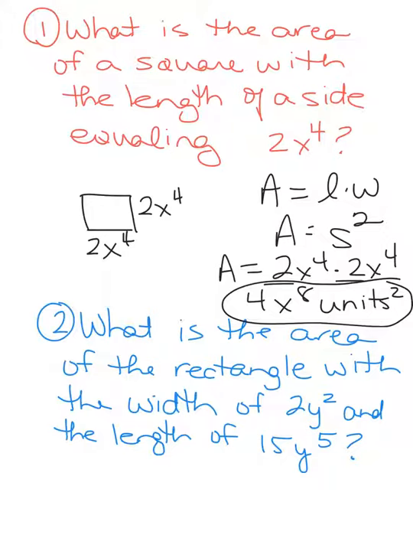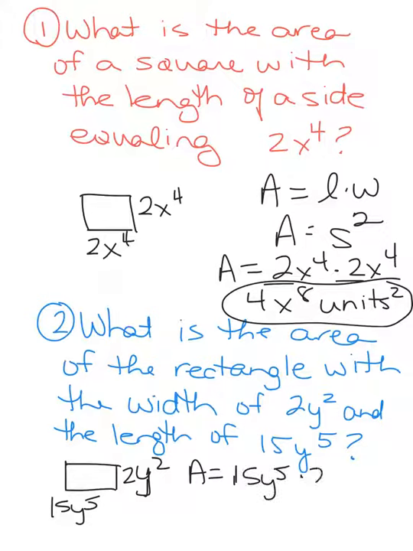Now number 2 says, what's the area of the rectangle with the width of 2y squared and the length of 15y to the fifth? So I'm going to do the same thing. I'm going to draw a rectangle. It just gives me a good visual. So my width is 2y squared, and my length is 15y to the fifth. So area again is going to be length times width. So I have 15y to the fifth times 2y squared. So 15 times 2 gives me 30. I'm going to add my exponents, so I have y to the 7th, and again, because it's area, it's always going to be squared, so I have units squared. So there's my final answer for that one.